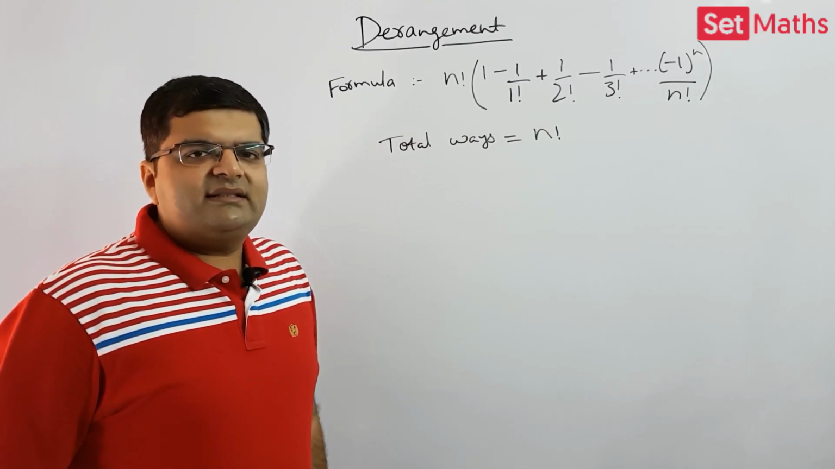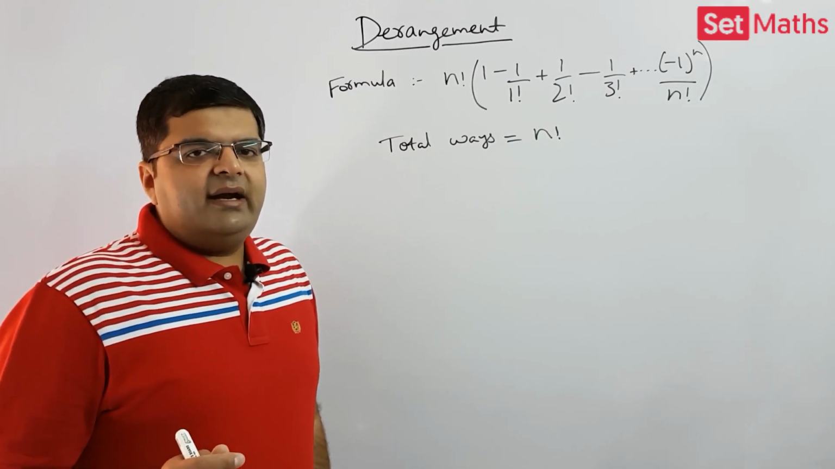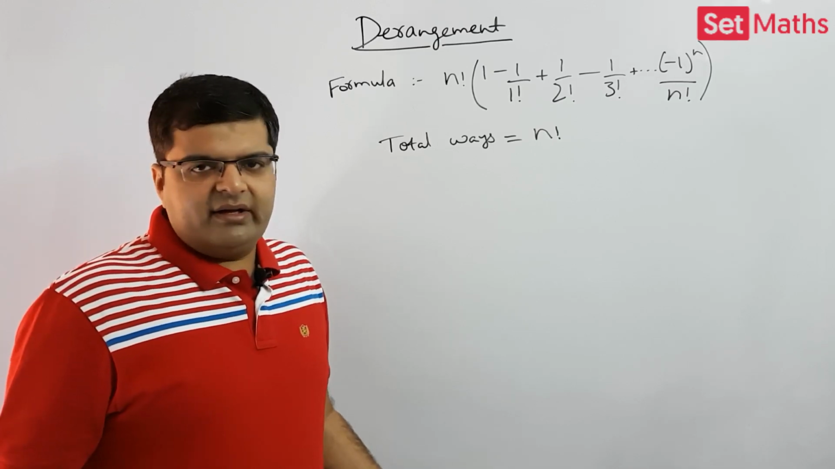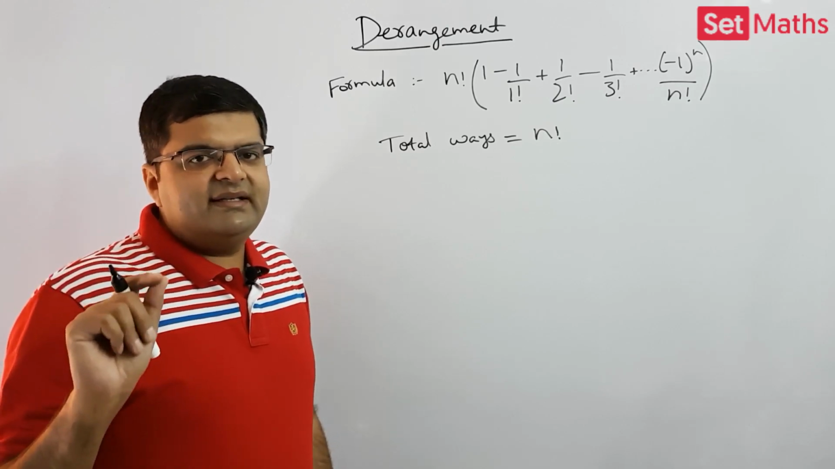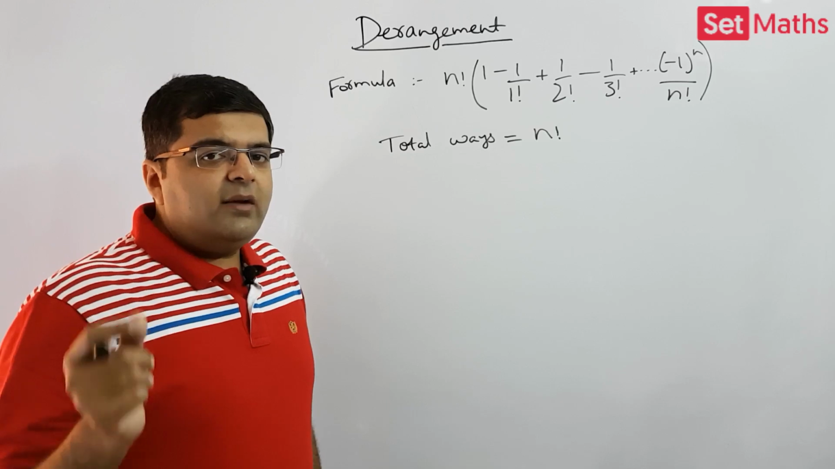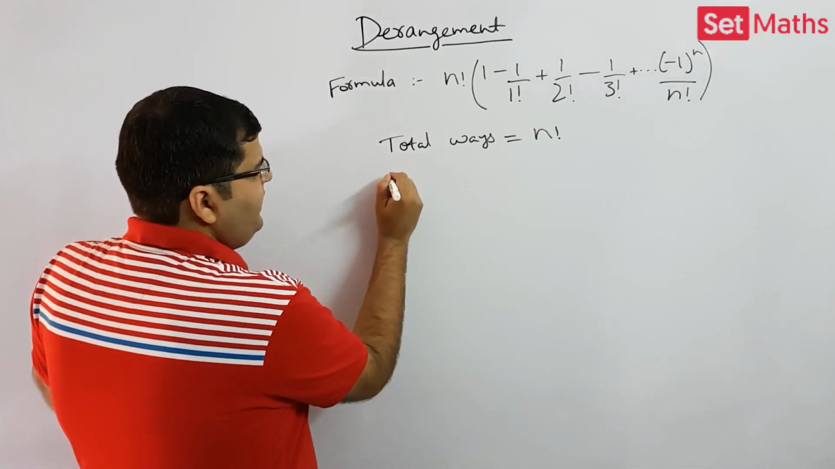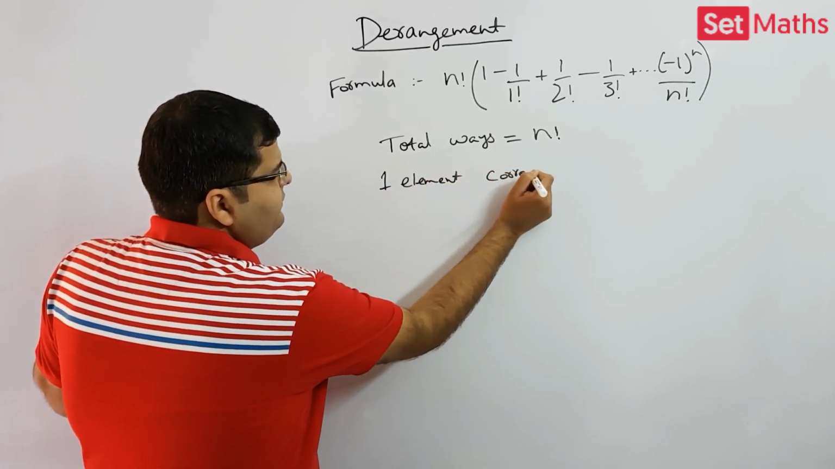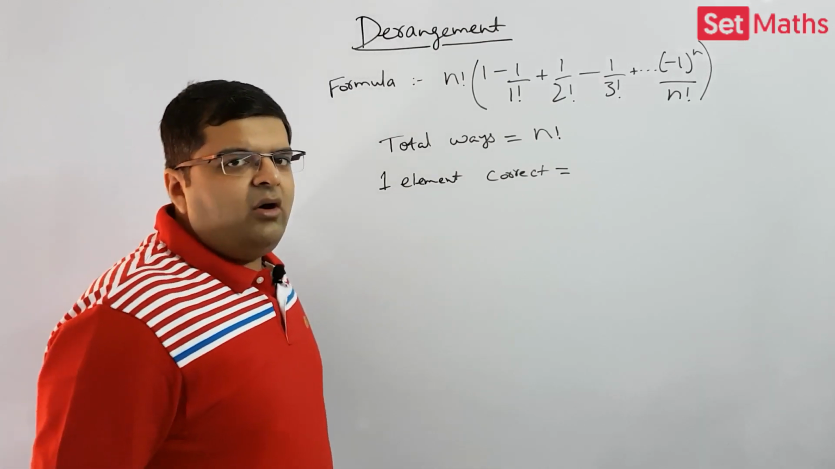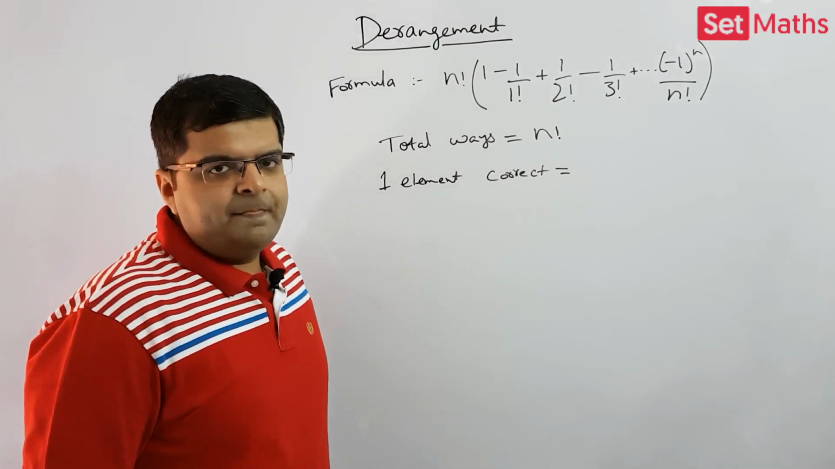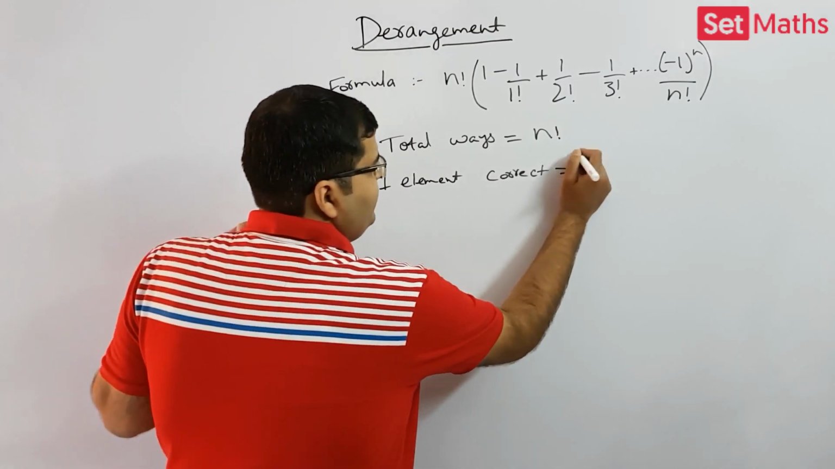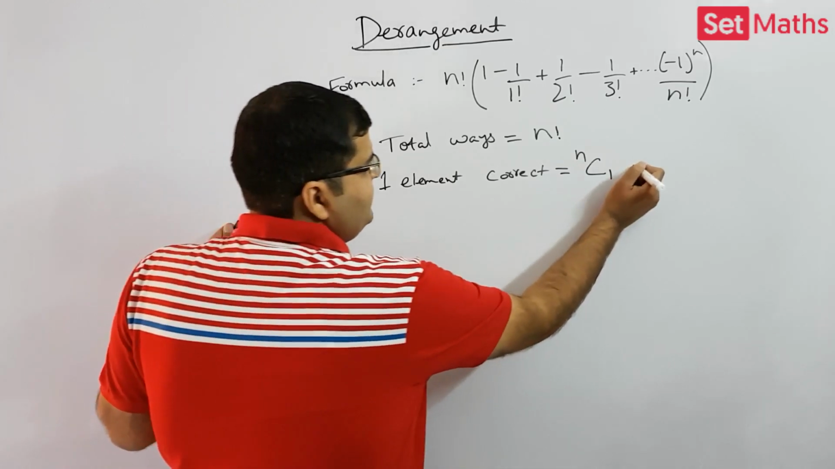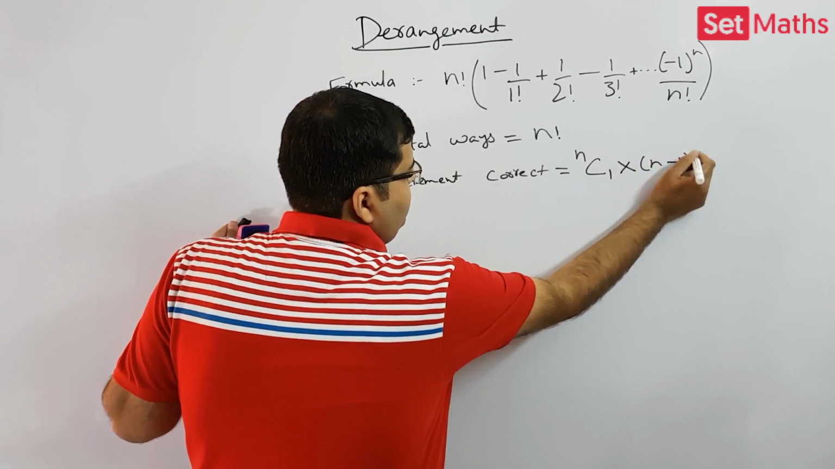Now suppose I pick one element and put it at its correct place. The rest of the elements can arrange accordingly, but one of the elements is at its correct place. So if I have one element correct, out of n elements any of the elements I can choose. The number of ways to choose one element out of n elements is nC1. Then the remaining n minus 1 elements can arrange themselves, so into n minus 1 factorial.